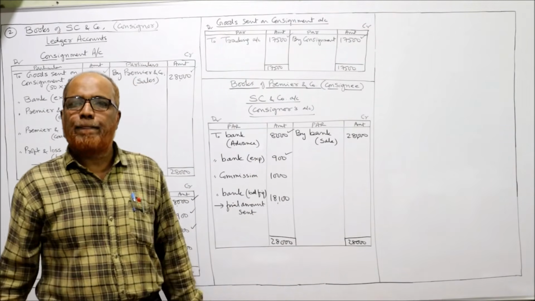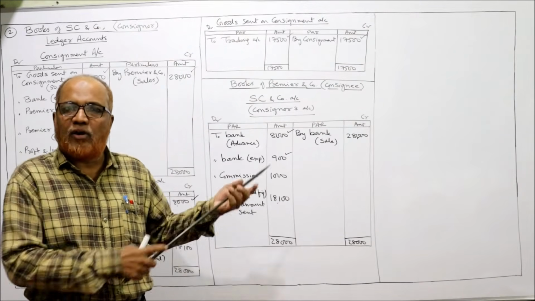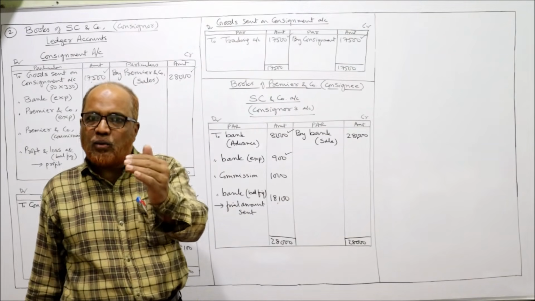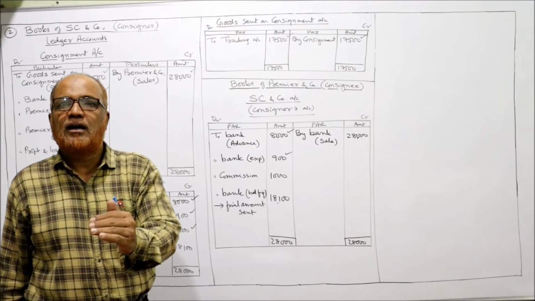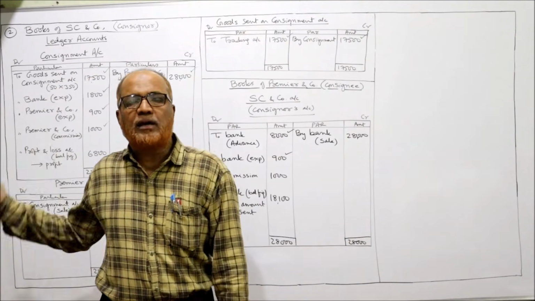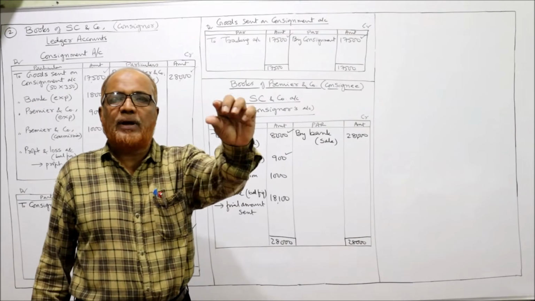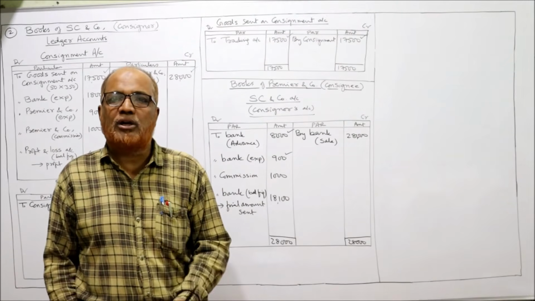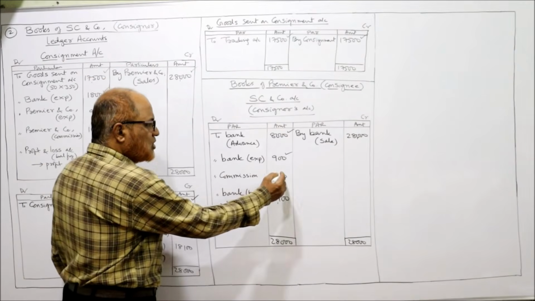Next is commission. Commission is an income for consignee. So commission account is credited. Debit will be given to SC and Company. So entry will be SC and Company account debit to commission. So debit side to commission 1000.